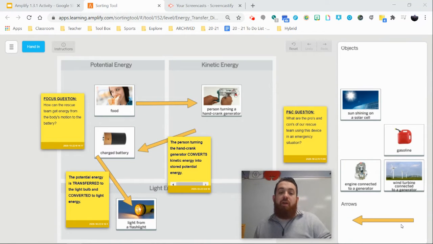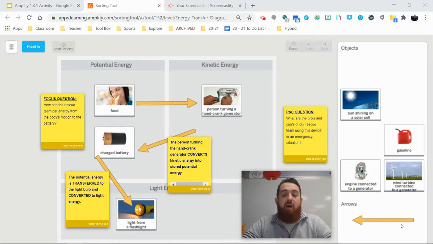Hey everybody, Mr. Regan here, and we're going to be using our energy transfer diagram to take a look at how our hand crank generator can be used as an example to understand the transferring and converting of light, along with beginning to look at how the rescue team can get energy from the body's motion to the battery. That's going to be our big focus question here, as we look to review this idea and talk about those big picture vocab words. So let's go ahead and take a look.